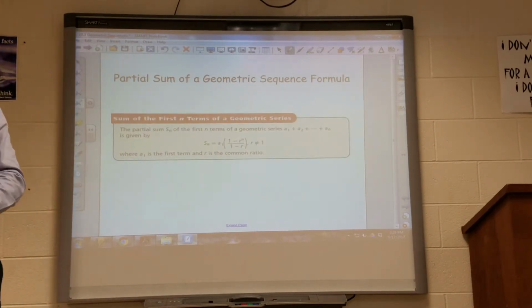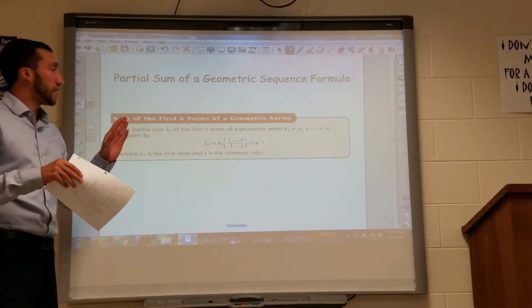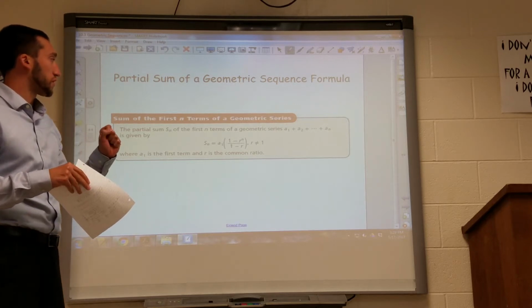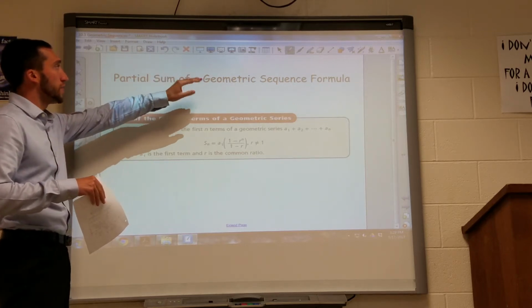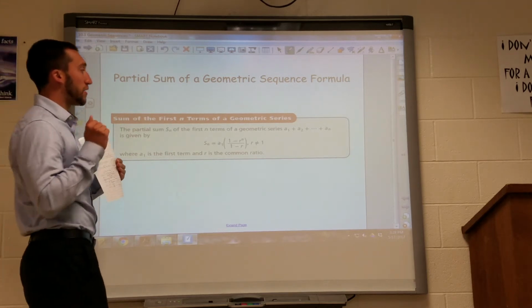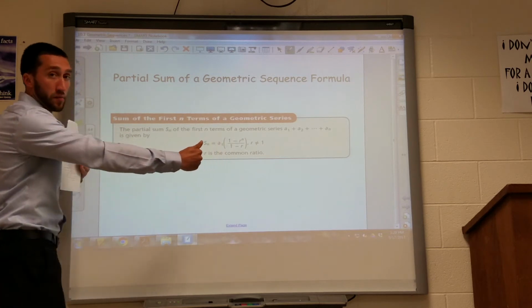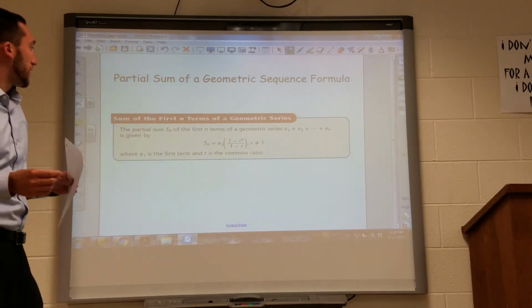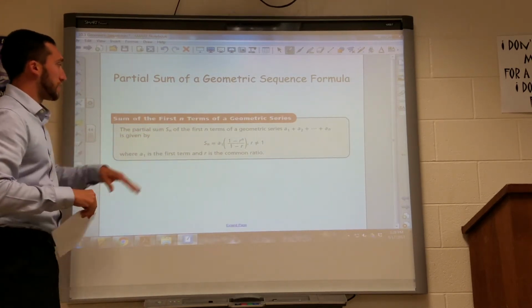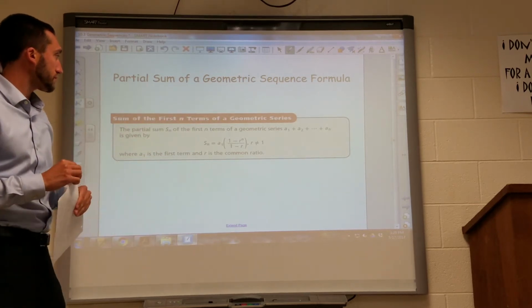Partial sum of geometric sequence formulas. So just like with the arithmetic sequence formula, we have a partial sum for the geometric sequence formula. So we can jump out to the sum of a certain number of terms. If this is hard to read, you'll see it attached in the PowerPoint.